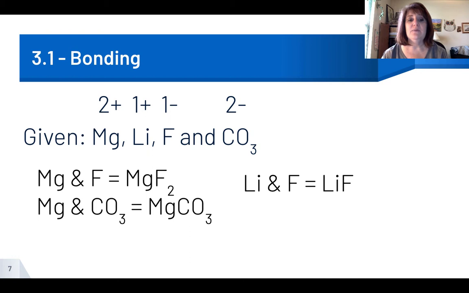Li and F make LiF. Notice the positive always comes first. And Li and CO3 make Li2CO3. Again, you have to have the crisscross.